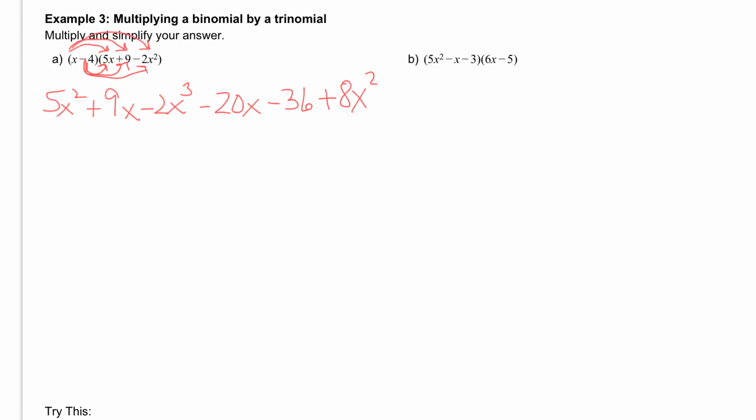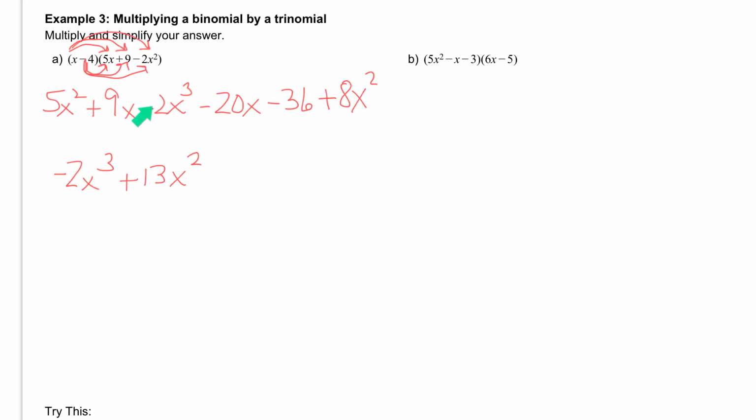Then I'm going to look to combine any like terms that I have. I'm going to start with my biggest exponent, which is a 3. There's nothing to combine it with, so I'm just going to rewrite it. I have negative 2x to the third. Then I'm looking for anything that's squared, so I have a 5x squared, and I have an 8x squared, which is going to give me 13x squared.